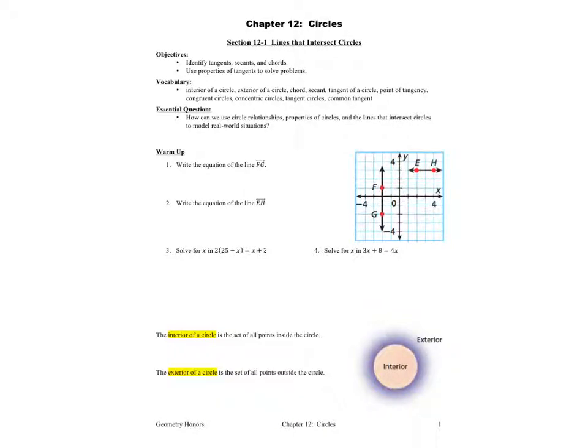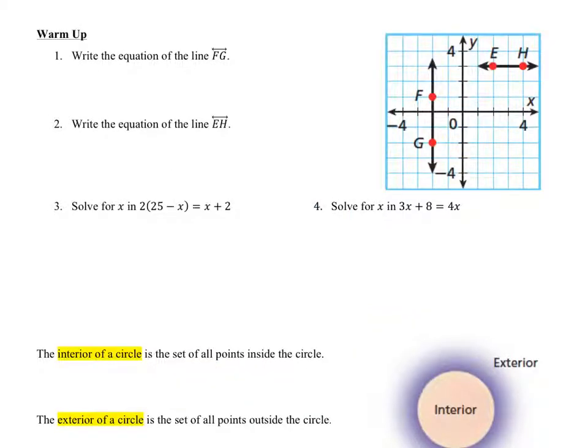This is 12-1, lines that intersect circles. Our focus this chapter is going to be on circles. Let's take a look at the warm-up.